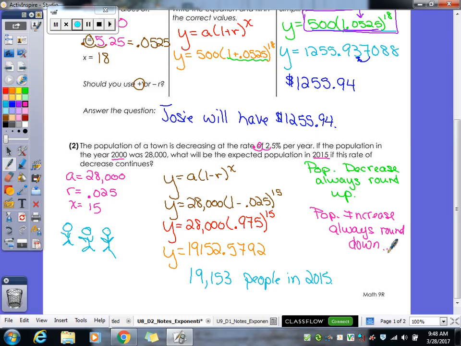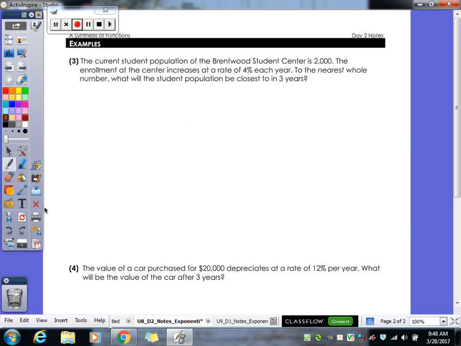Let's take a look at our two on the back. So we have the current student population of the Brentwood Student Centers 2000. The enrollment at the center increases at a rate of 4% each year. To the nearest whole number, what will the student population be closest to in 3 years? So what is our A value? 2,000. What is our R? 0.04. And then our X would be 3, because they want to know in 3 years. So after each year, it increases once.